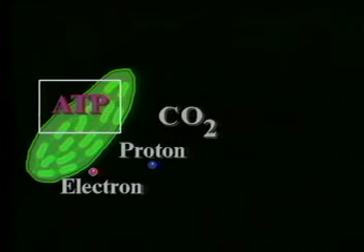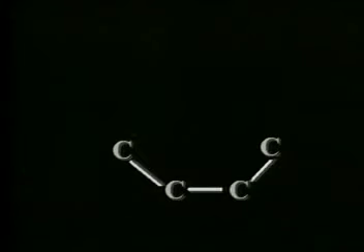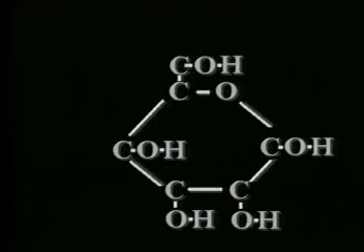Here, using energy from the ATP produced earlier, plus energy-rich electrons produced by splitting water, carbon dioxide is taken apart, and its elements, carbon and oxygen, are bonded to hydrogen to form the complicated ring-shaped molecule of glucose, whose structure is diagrammed here.